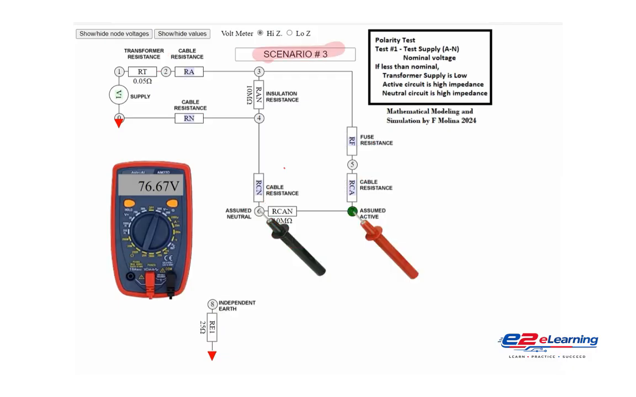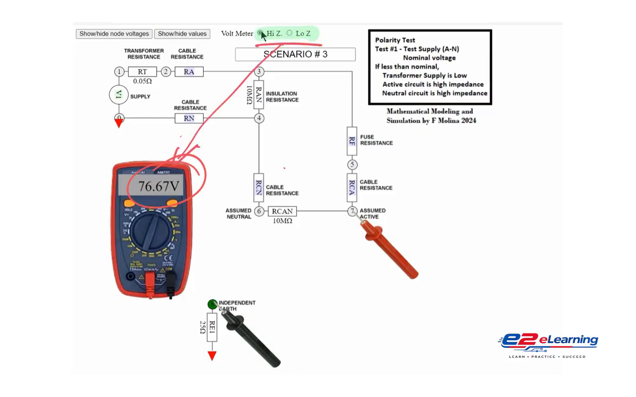In scenario 3, we again measure 76.67 volts. Let's break it down. Low Z toggle. The voltage drops to near 0 volts, signaling phantom voltage due to high impedance in the active or neutral line. We then place the probes between the active node and the independent earth. The reading shows 76.67 volts. After switching to low Z, the voltage drops significantly, confirming phantom voltage or high resistance in the active circuit.